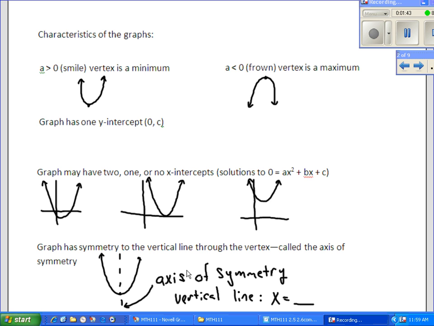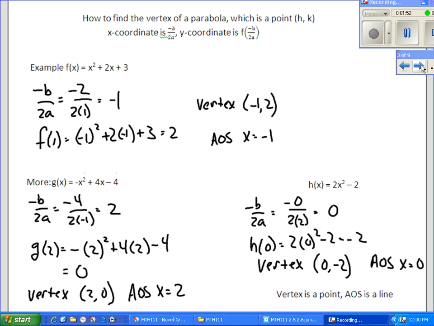The graph is symmetric about a vertical line through the vertex. We call this the axis of symmetry. It will always be x equals the x-coordinate of the vertex. So getting specific, to find the vertex of a parabola, which is a point, so it needs both an x and y coordinate. We call them h and k. We find the x-coordinate is negative b over 2a, and then we plug that value back into the function to find the y-coordinate. Or, if you know some calculus, it's the first derivative.